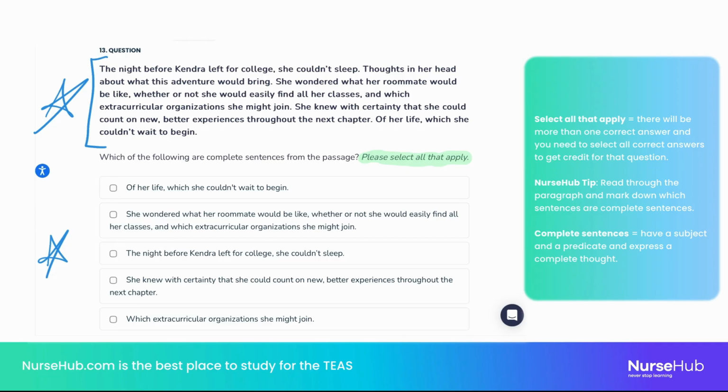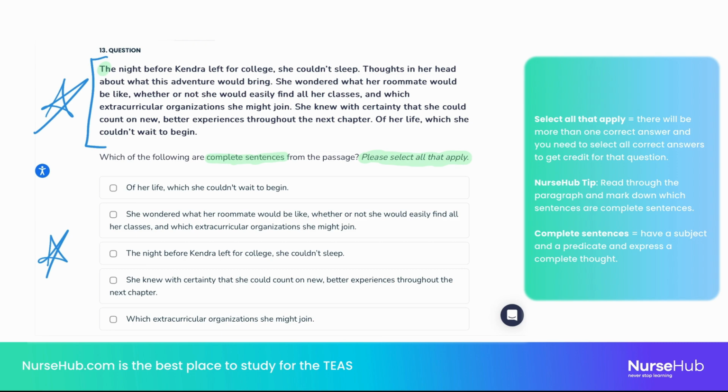The night before Kendra left for college, she couldn't sleep. All right, is that one a complete sentence? Yeah, looks good. So let's just mark it down right there, all right? Thoughts in her head about what this adventure would bring. Oh, that's whose thoughts, right? That's not a sentence. She wondered what her roommate would be like, whether or not she would easily find all her classes, and which extracurricular organization she might join.